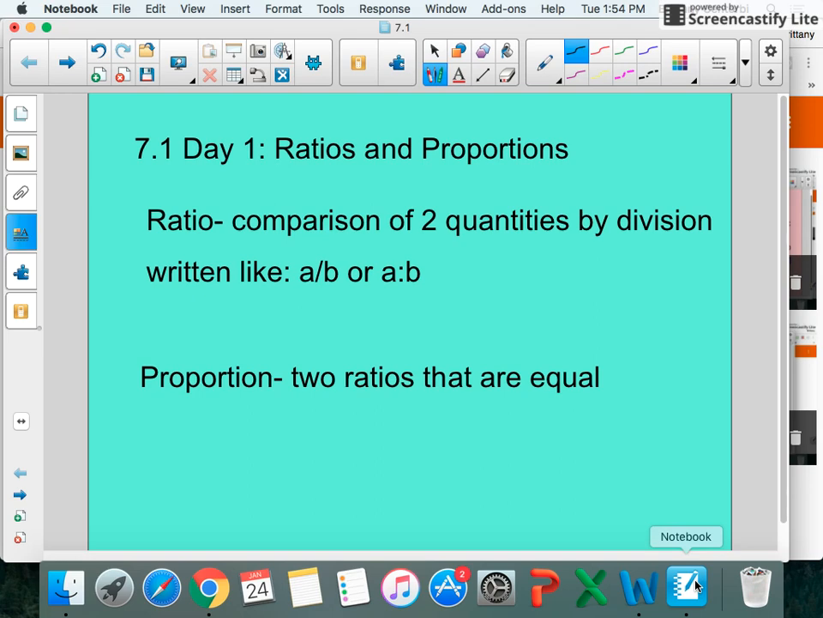Today we're just starting chapter 7, which has to do with triangle similarity. With chapter 7, there's going to be a lot of ratios and proportions we have to set up. So that's what the first section is. It's on ratios and proportions.